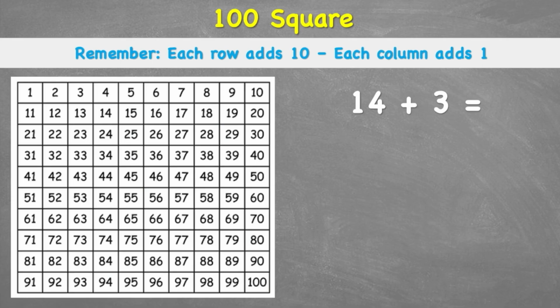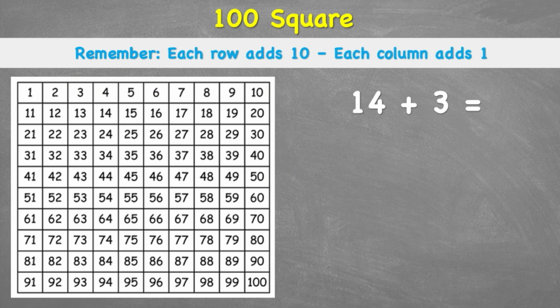Okay, so the main thing to realise when we're using a 100 square is that each row, as in 1 row, 2 rows, 3 rows, 4 rows, every time we go down a row, we add 10. And every time we come along a column, as in 1, 2, 3, 4, we add 1.